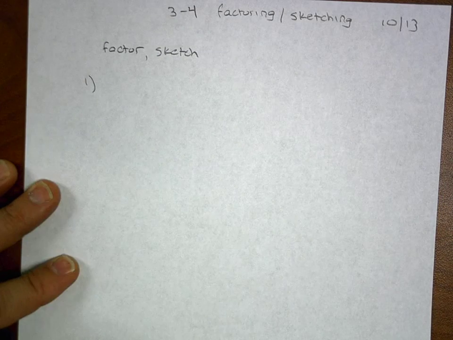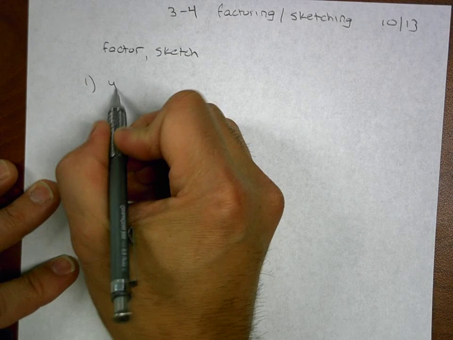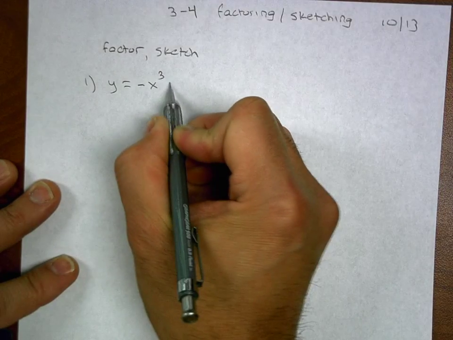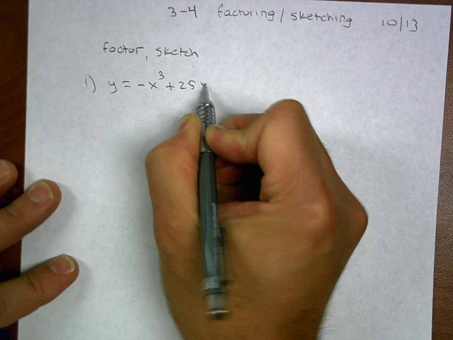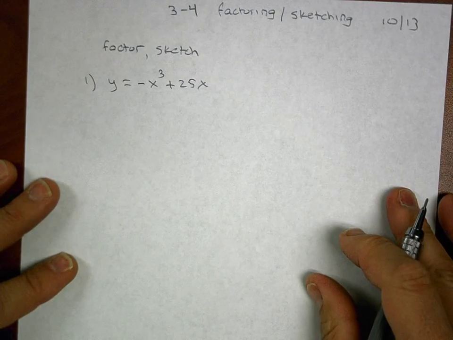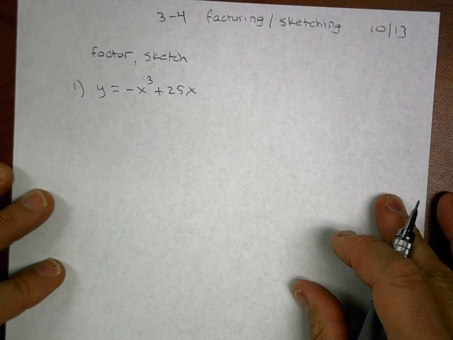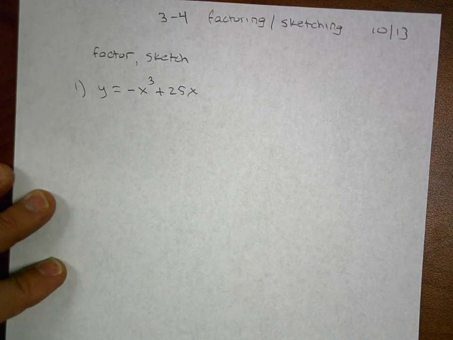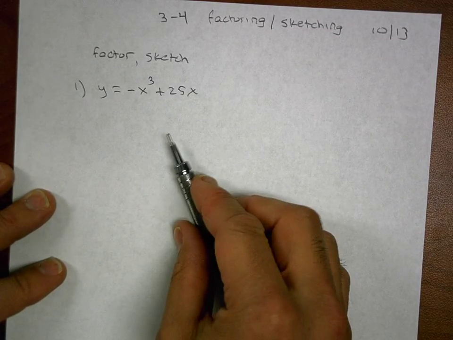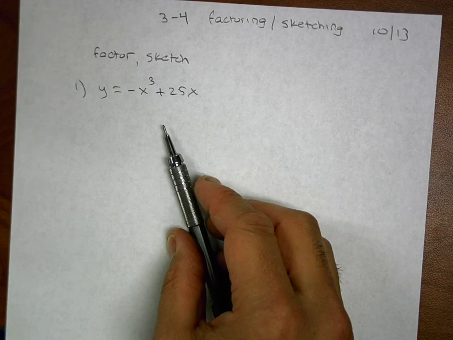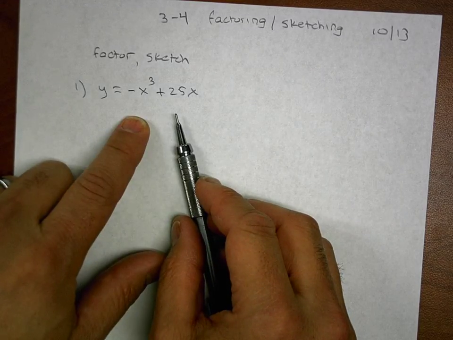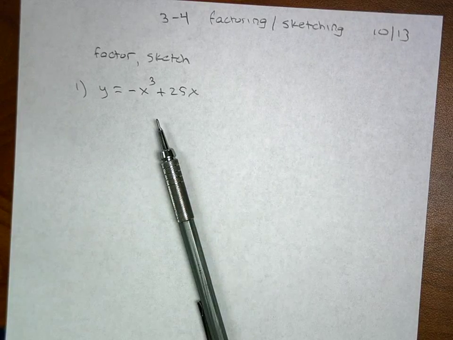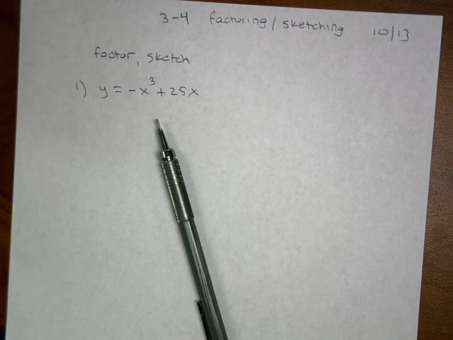So number one. Y is equal to negative x cubed plus 25x. Okay, y equals negative x cubed plus 25x. All right, well, first of all, we know a couple of things. Right now we don't really know how to sketch it, but we do know some things about the graph because we know what the degree is. What is the degree of this function?